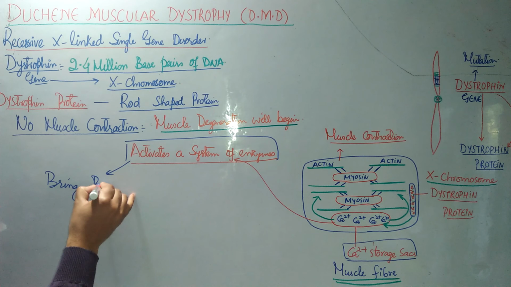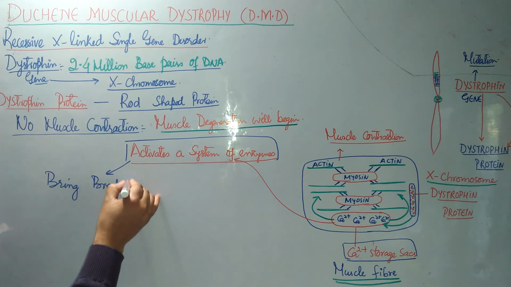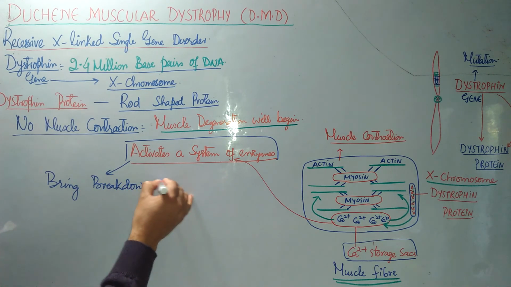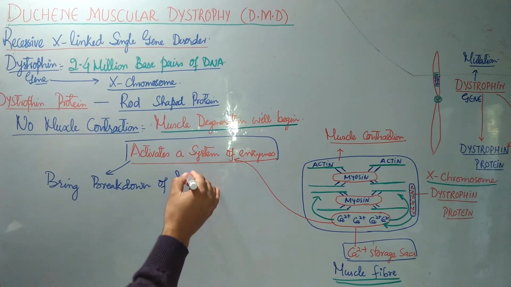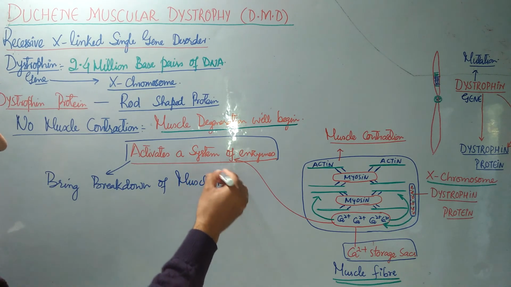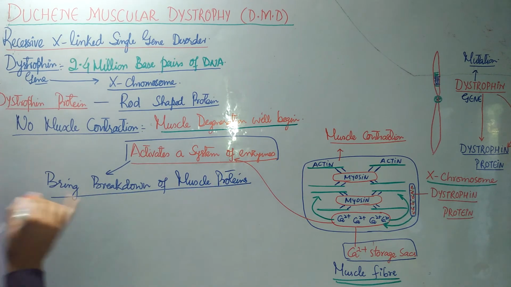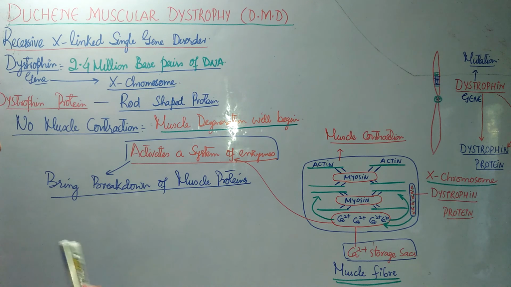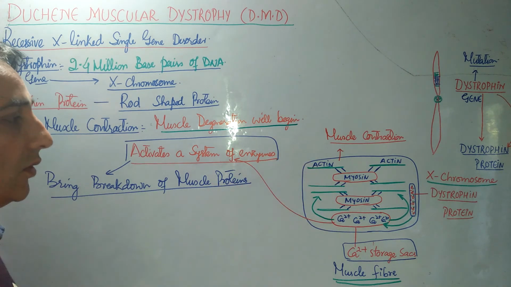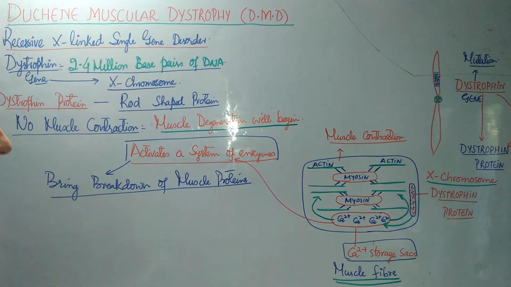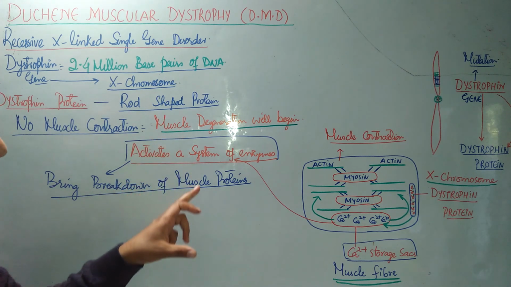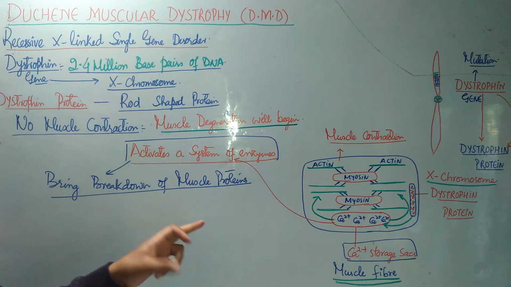As a result, this system of enzymes will bring about the breakdown of the muscle proteins. So when the calcium stays inside the calcium storage sacs, it will activate a system of enzymes which will bring about the breakdown of the proteins of the muscles. That is, it will bring the breakdown of these actin and myosin molecules, which will further complicate the process of muscle degeneration.